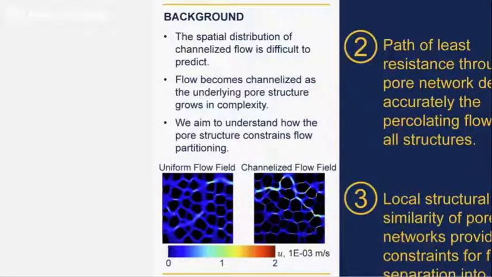While we have a good understanding of uniform flow fields, it is more difficult to predict the spatial distribution of channelized flow fields. As the underlying pore structure grows in complexity, the flow becomes more channelized. In this work, we aim to understand how the pore structure constrains flow partitioning into mobile and immobile flow regions.